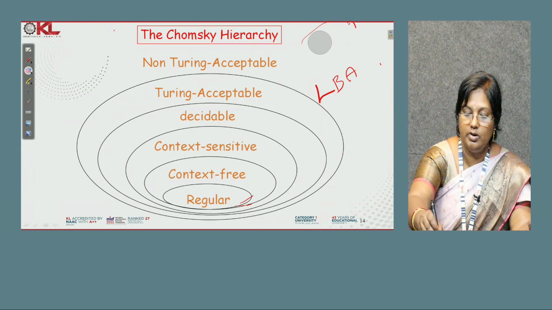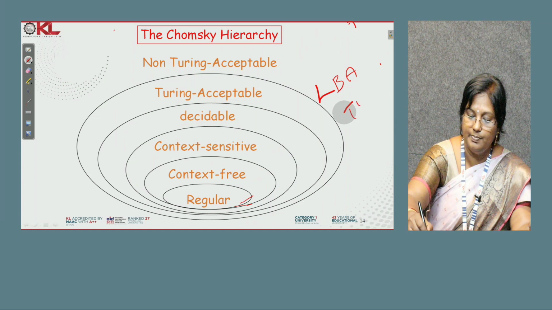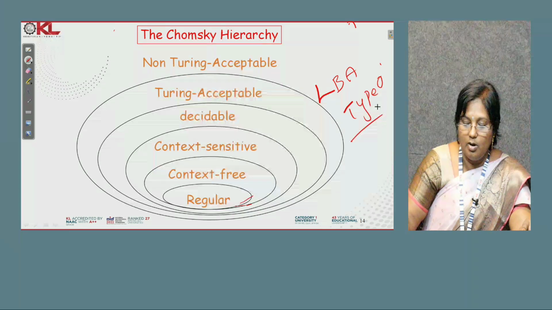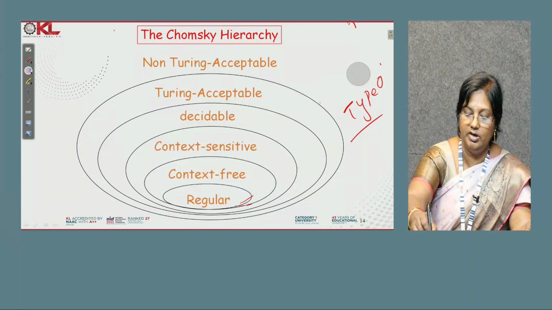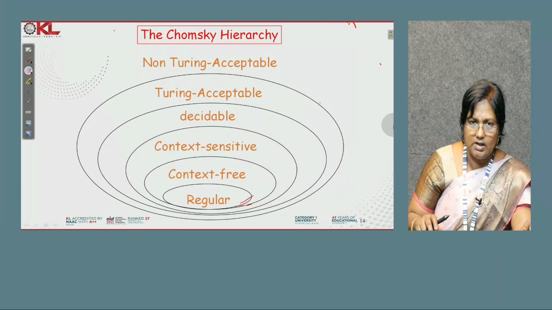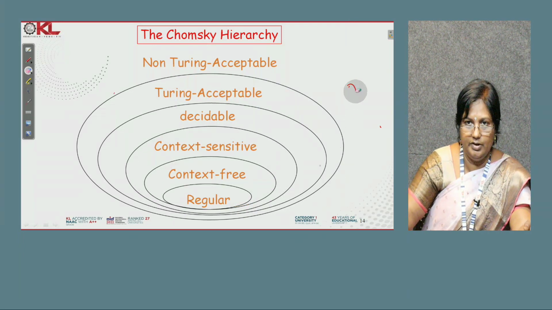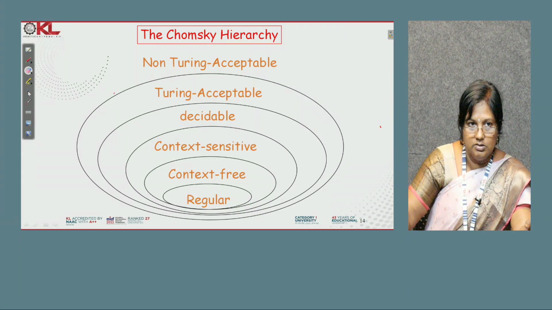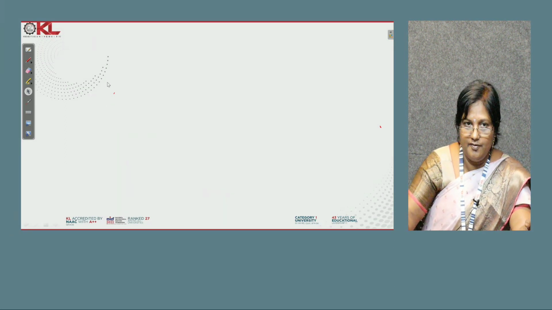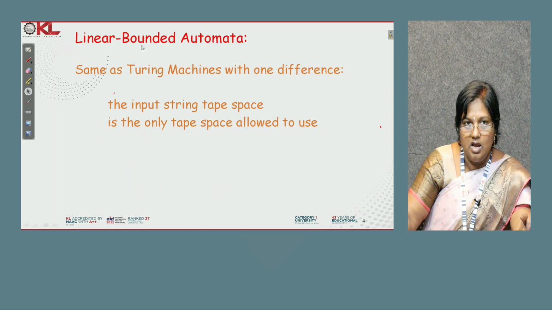As we know, the Turing machine corresponds to type 0 grammar. Type 0 grammar is our Turing machine. This LBA, linear bound automata, is also just like a Turing machine. What makes the difference between the Turing machine and linear bound automata? The first difference is the input tape. So here you can see linear bound automata is the same as a Turing machine with one difference, the input string tape space.